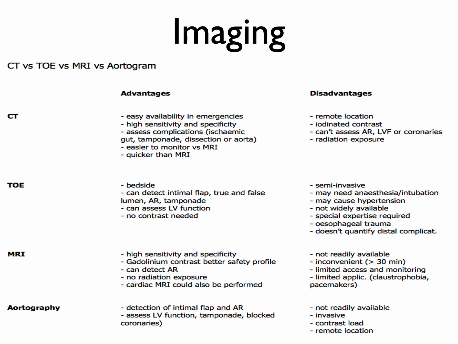If we can't take them to the CT scanner because they're too critically unwell, we can do a TOE, which is a transesophageal echocardiogram. This can be done at the bedside and it can detect that intimal flap that's developing. It can also tell us if they've got pericardial tamponade, and how well their left ventricle is functioning.